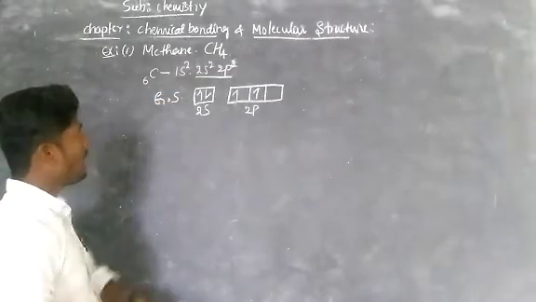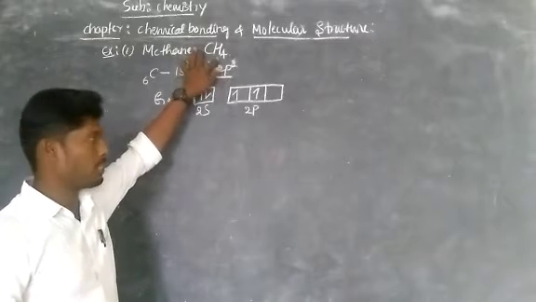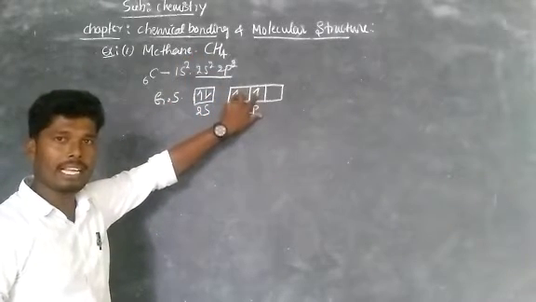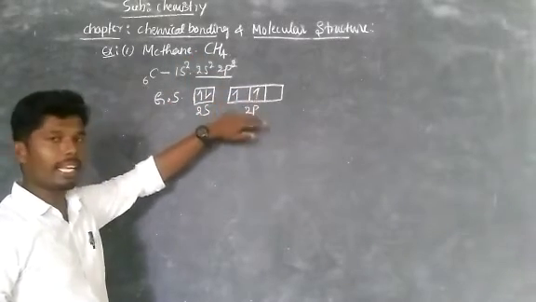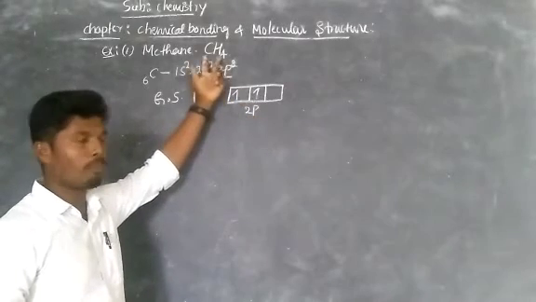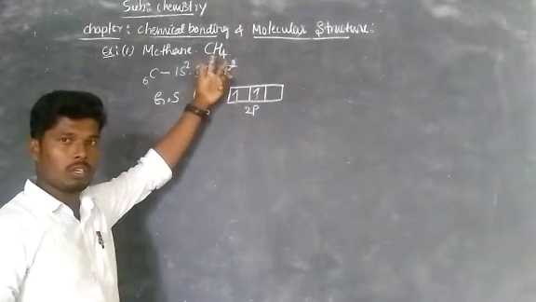Now observe how many hydrogens are there here? 4 hydrogens. But only 2 single electrons are there. It needs 2 more electrons to make bonds with 4 hydrogens.